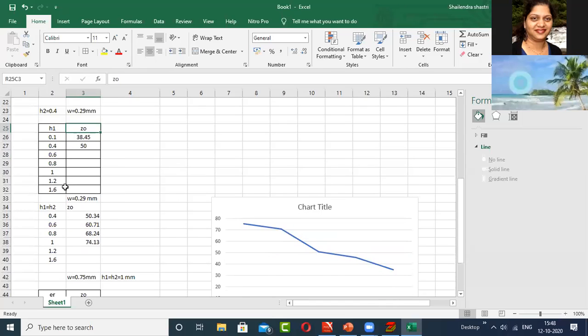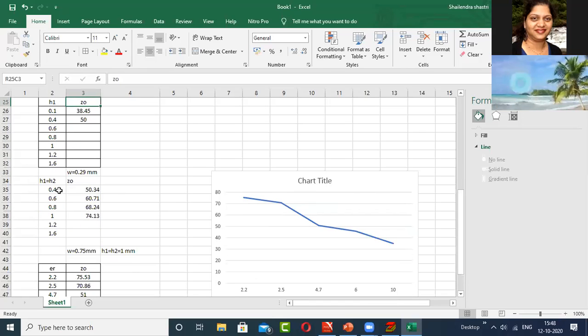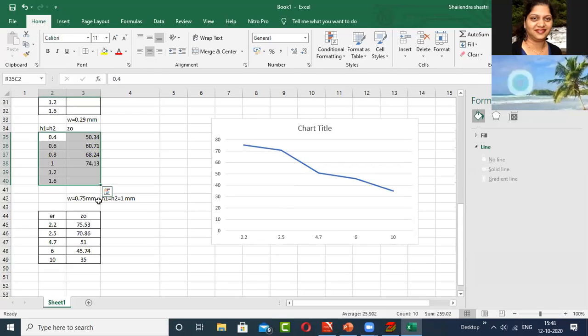Okay, then next is the height, that is H1 and H2, both increasing, or if they are varying, then what happens? So that relation I want. In that case, H1 and H2 both are going to be the same. And the last one is what? Impact of dielectric material.